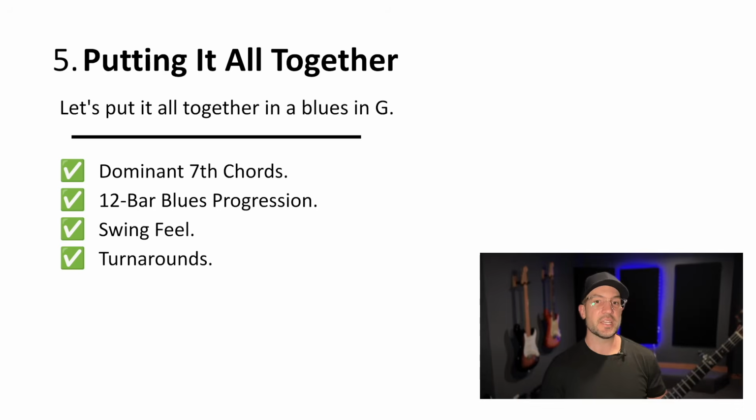Now let's put it all together. So I'm going to play only dominant chords. I'm going to play that 12-bar blues progression. I'm going to play with a swing feel, and then I will add a turnaround at the very end. So I'll just use an alternating thumb roll with a forward-backward roll. I'll play through just the G7, C7, D7 that we learned, and I'll use that example for the turnaround.